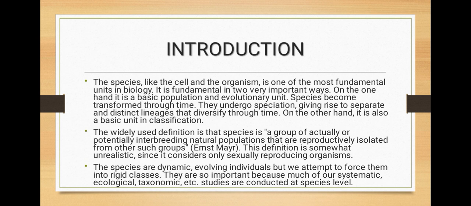The widely used definition is that a species is a group of actually or potentially interbreeding natural populations that are reproductively isolated from other such groups, by Ernst Mayr. The definition is somewhat unrealistic since it considers only sexually reproducing organisms. The species are dynamic, evolving individuals, but we attempt to forge them into rigid classes. They are so important because much of our systematic, ecological, taxonomic, etc. studies are conducted at species level.